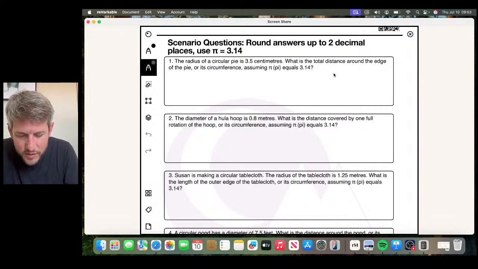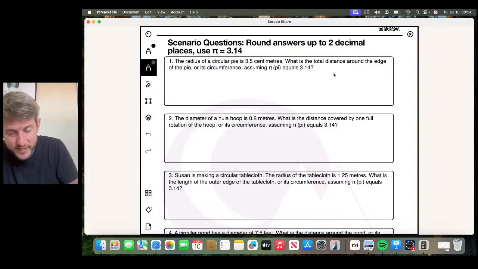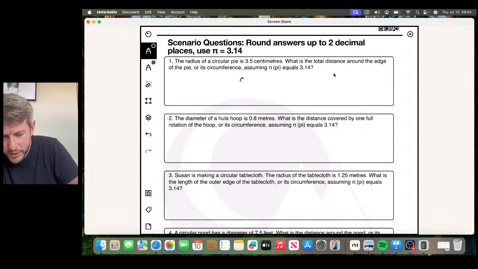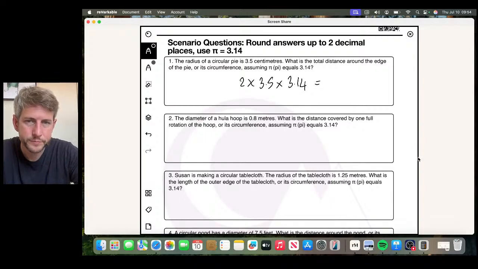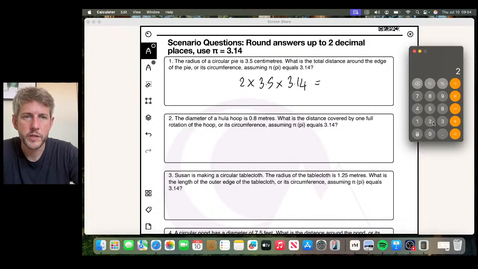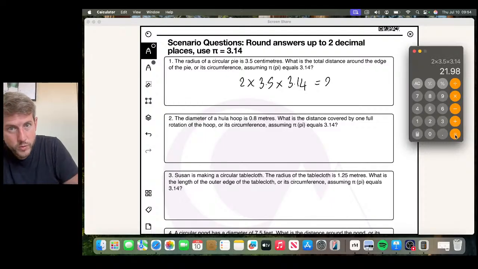Okay, so the radius. Okay, so we've got 2 times the radius times pi, and we'll work this out here. So 2 times... Okay, so this equals 21.98 centimetres.